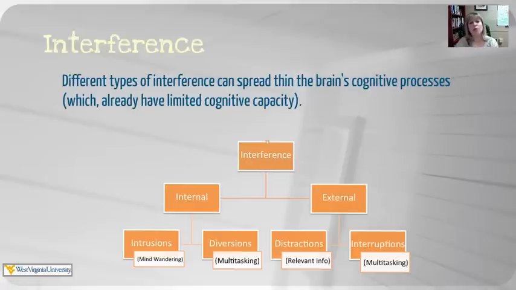Another type of interference, of course, is from the external environment. For instance, we mentioned the cocktail party effect before, like when somebody shouts out a name. Now, some of that could be relevant info, things that you want to hear. In that case, we would consider it a distraction.